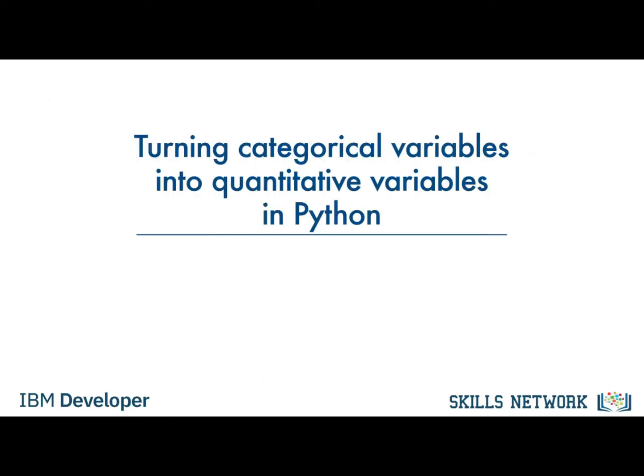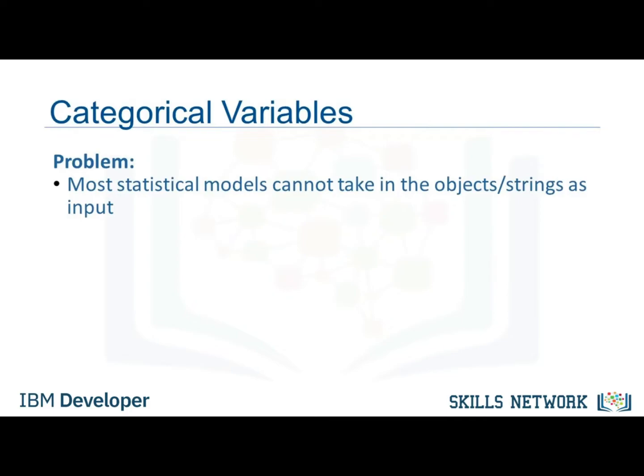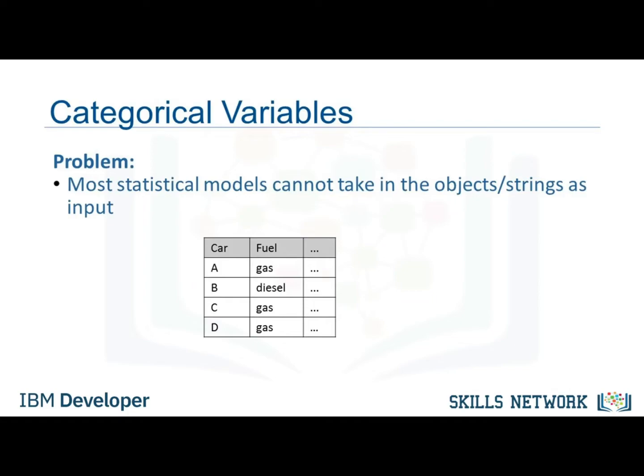In this video, we'll discuss how to turn categorical variables into quantitative variables in Python. Most statistical models cannot take in objects or strings as input and, for model training, only take the numbers as inputs. In the car dataset, the fuel type feature as a categorical variable has 2 values: gas or diesel, which are in string format. For further analysis, Jerry has to convert these variables into some form of numeric format.